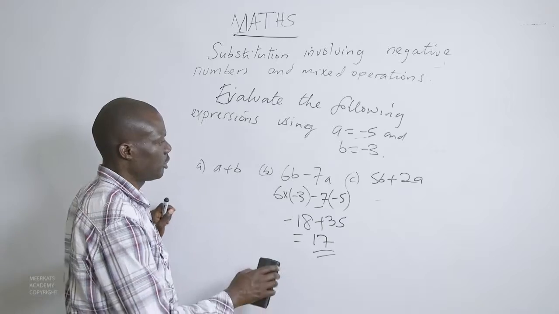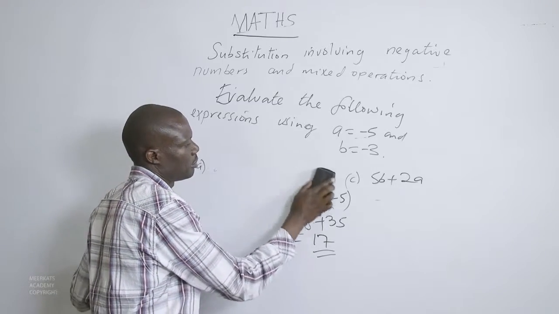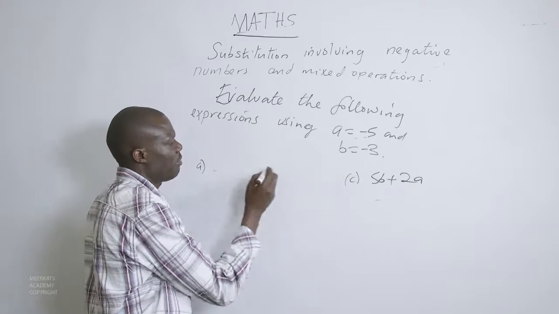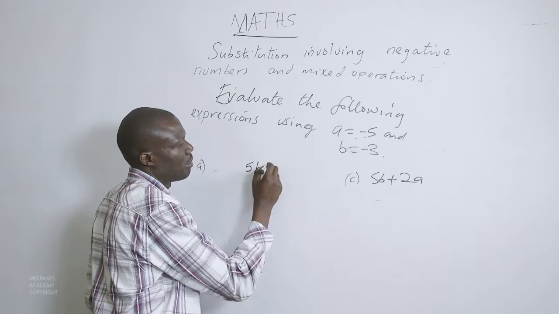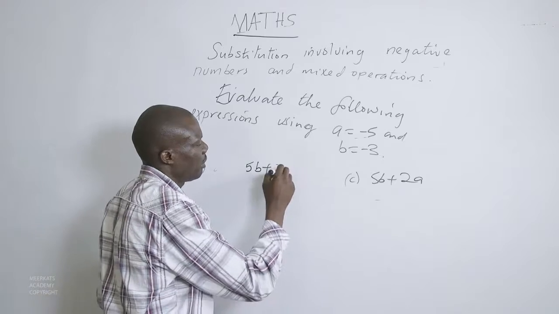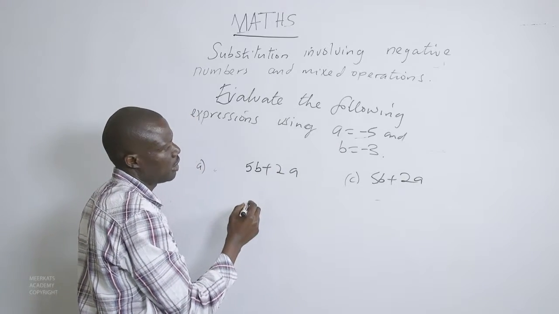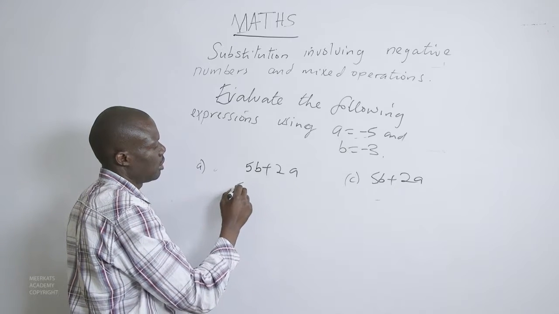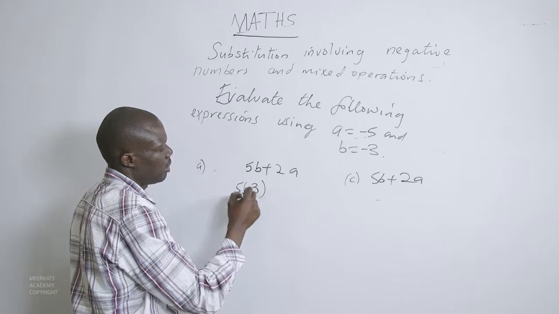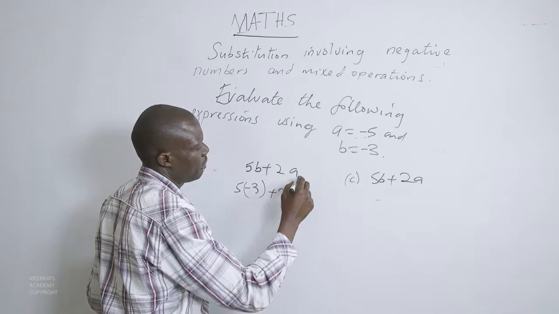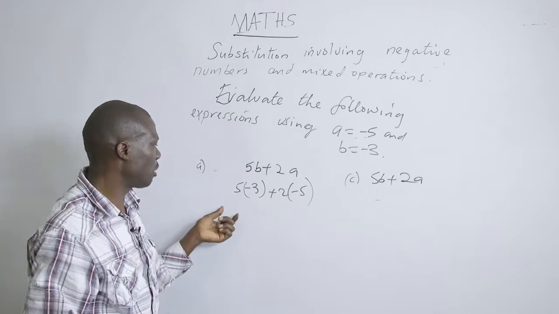For the last bit, we have 5b plus 2a, and this one b is -3, plus 2 and a is -5. So that's what we have.